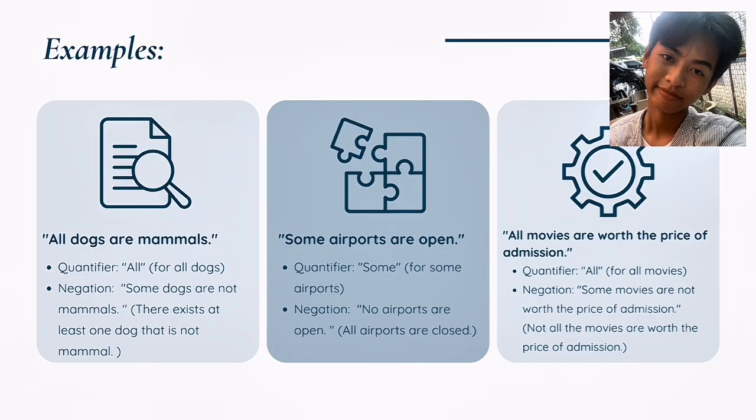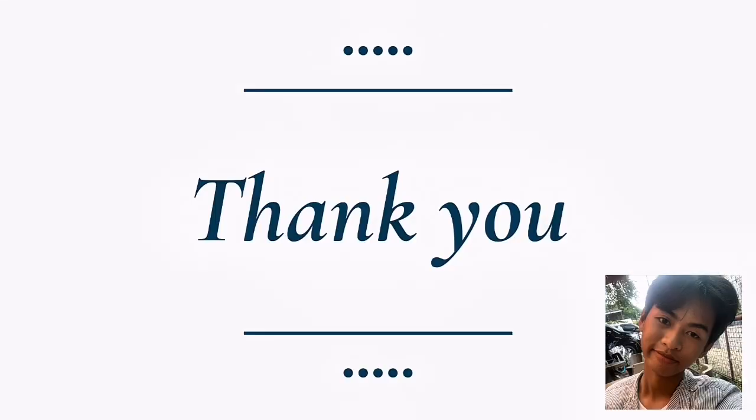Lastly, we have the example "all movies are worth the price of admission." Our quantifier would be "all" because we are referring to all the movies. Our negation would be "some movies are not worth the price of admission," because not all the movies are worth the price of admission. Just like the other examples, we altered it to become a false statement, or a disagreement with the original statement.